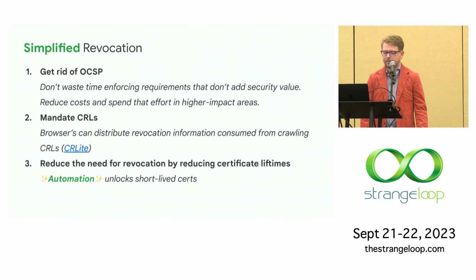And then the final step is, let's reduce the need for revocation in the first place by reducing certificate lifetimes. Again, this is why we're so big about automation, because automation is really what unlocks short-lived certs. If the lifetime of your certificate is shorter than the window in which the browser could distribute revocation, even in an ideal world, right? Then you don't really need revocation anymore.